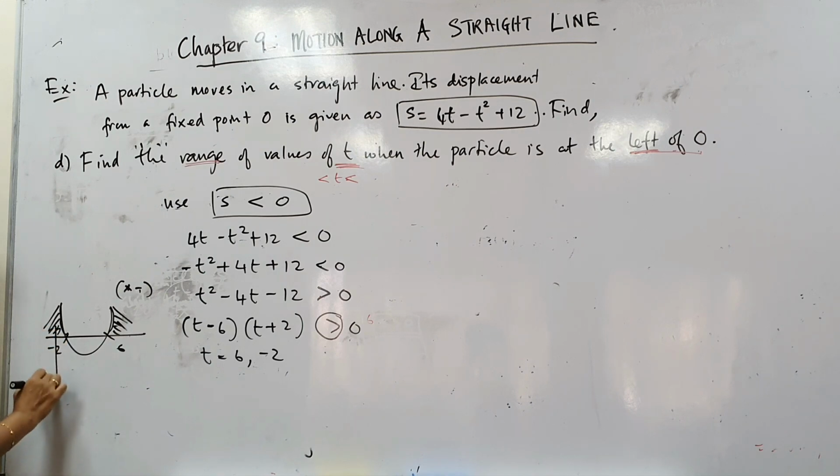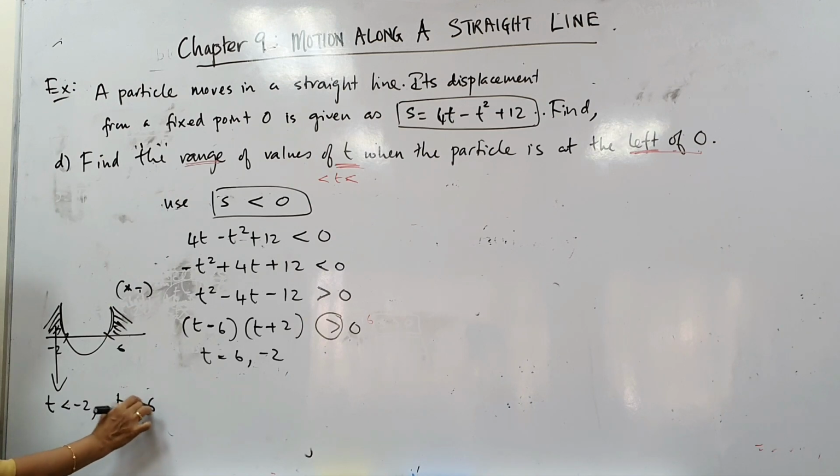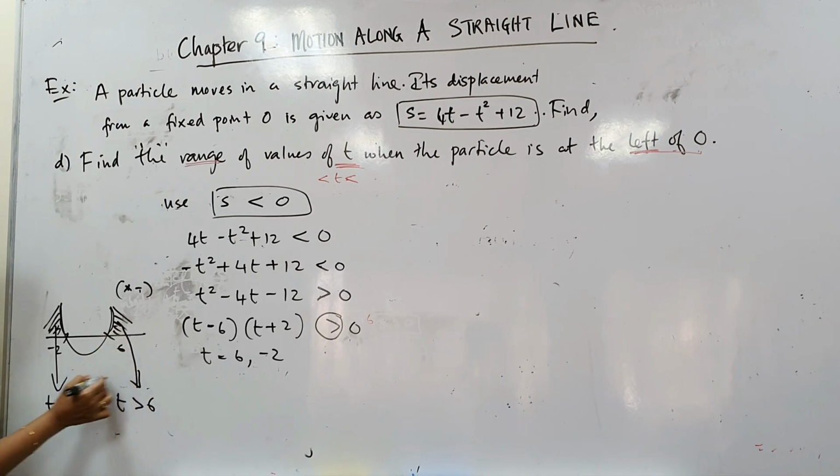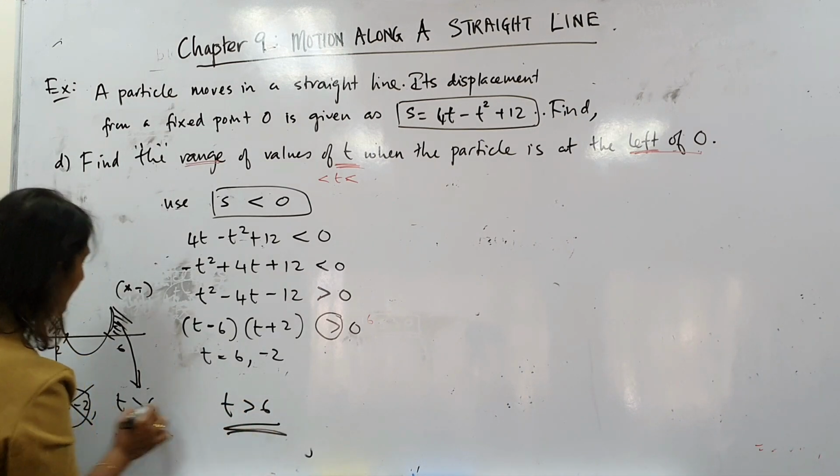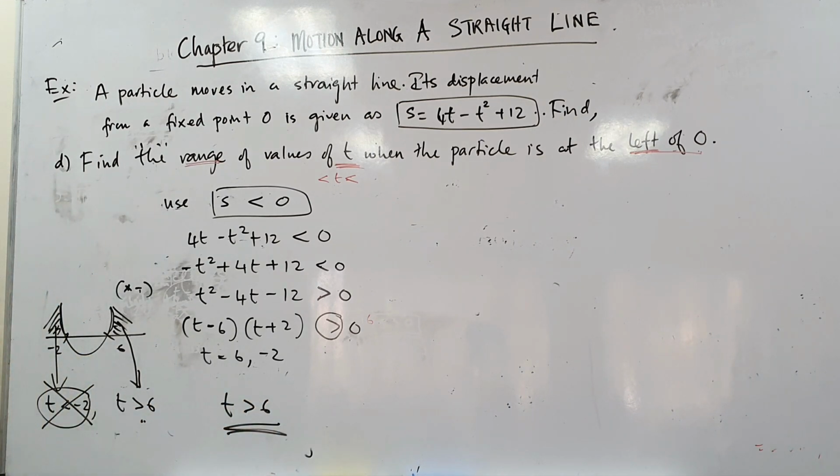So from here, we now get the answer. This area is t less than negative 2 and t more than 6, right? Of course you cancel the first one because t cannot be negative. So your final answer will be t is more than 6. This one is your answer, because t cannot be negative.